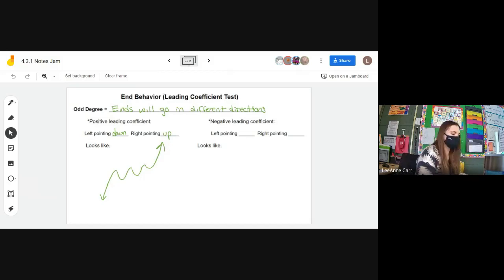So the negative, it's the exact opposite. The left will be pointing up and the right will be pointing down. So your graph is going to look like this. Again, this time I have fewer bumps in the middle. We don't know exactly. I won't know this until I figure out the degree.